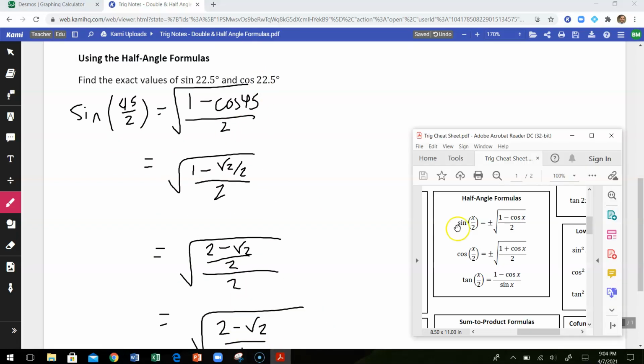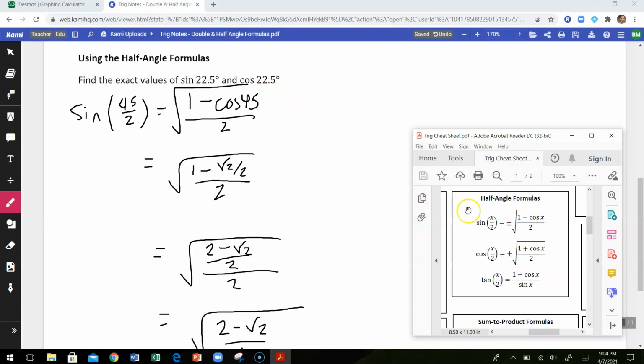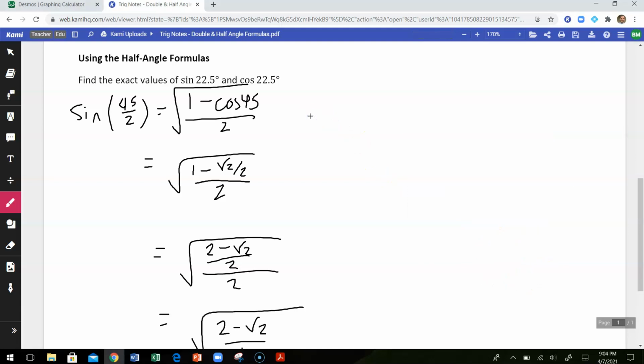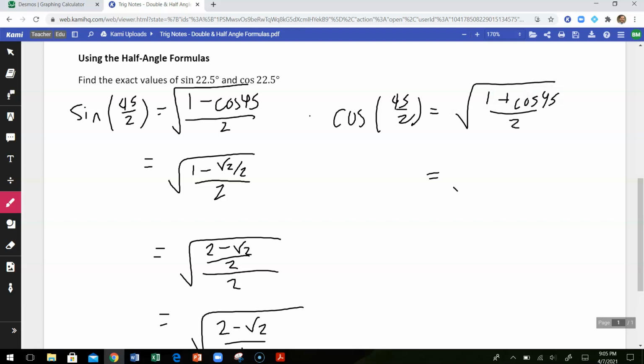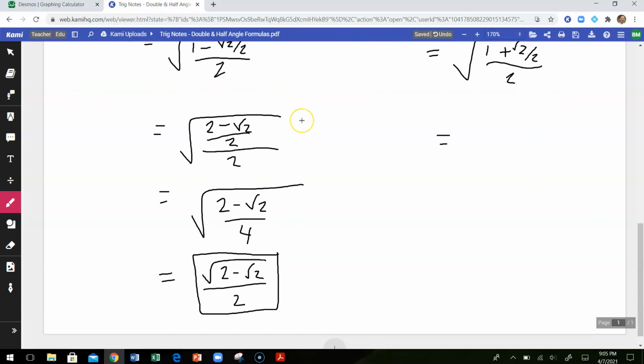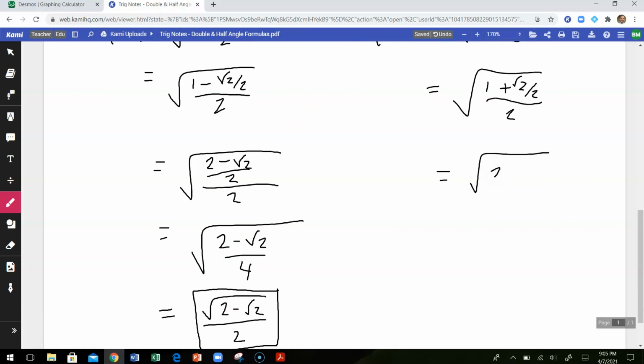Cosine of 22.5, again, we're going to do the same thing, but with the cosine formula. And notice nothing really is going to change except for that middle sign is going to be plus instead of minus. But again, we're going to be plugging in 45 for x, so it's essentially going to be the same exact thing, but with a plus instead of a minus. So the cosine of 45 over 2 is going to equal the square root of 1 plus the cosine of 45 over 2, which is going to be the square root of 1 plus root 2 over 2, over 2, which again is going to lead us all the way down to the same exact thing except plus instead of minus. So it's going to lead us to the square root of 2 plus root 2 all over 2.